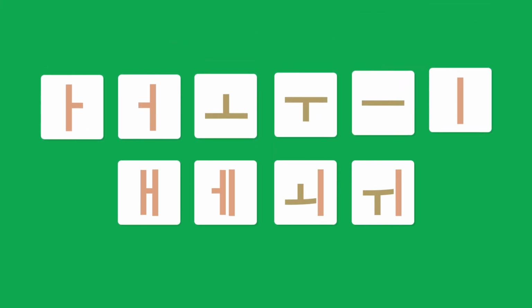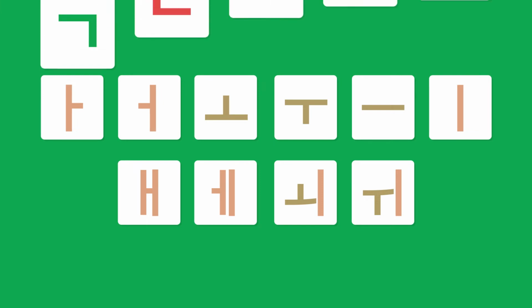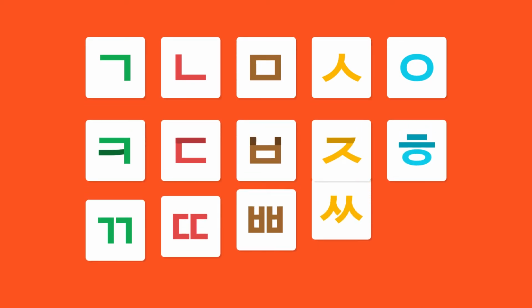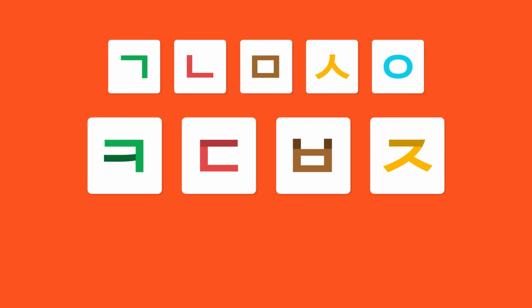Wow! You've now finished all 10 basic vowels. Now, let's move on to today's consonants. The consonants are made by adding brush strokes to the basic consonants or writing the same consonant twice. Comparing with the sounds of the consonants you've learned before, make some sounds with the new consonants.